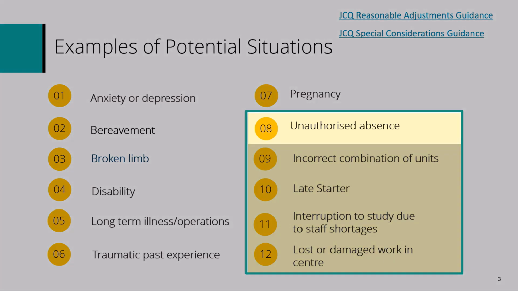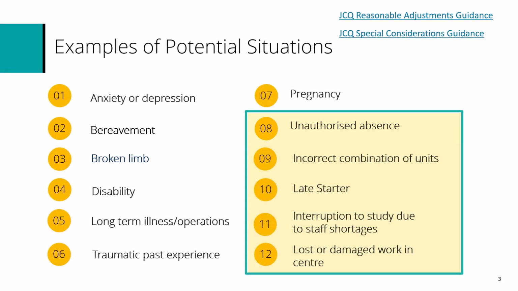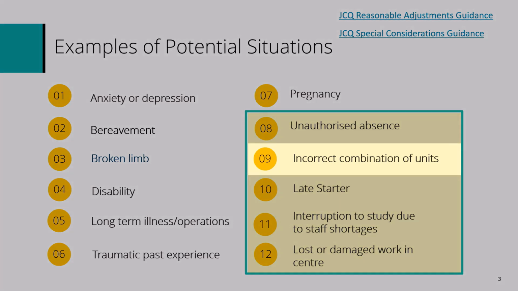Unauthorised absence and lost work through learner negligence are factors that would not fall under reasonable adjustments and would require your centre to have strategies in place to address these types of situations. Other situations where reasonable adjustments are not acceptable are related to where it is the centre's responsibility to appropriately manage the delivery of the programme, for example, with rules of combination.